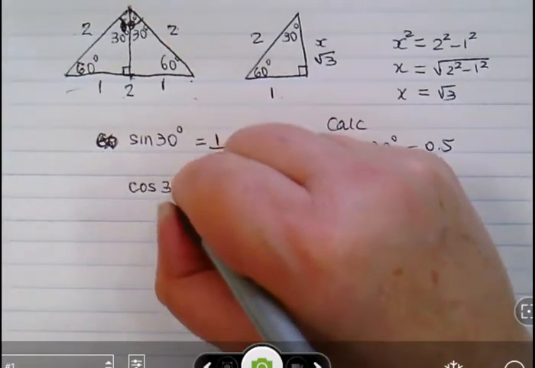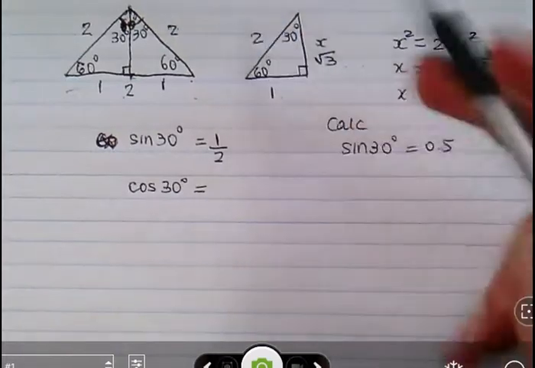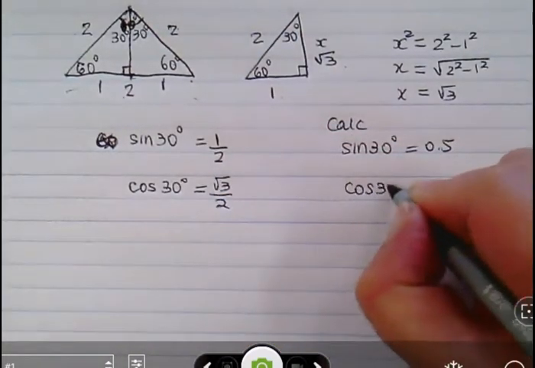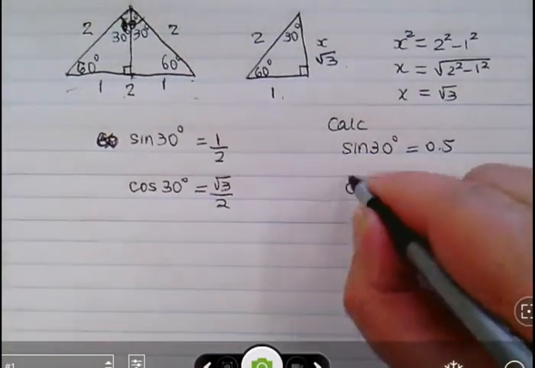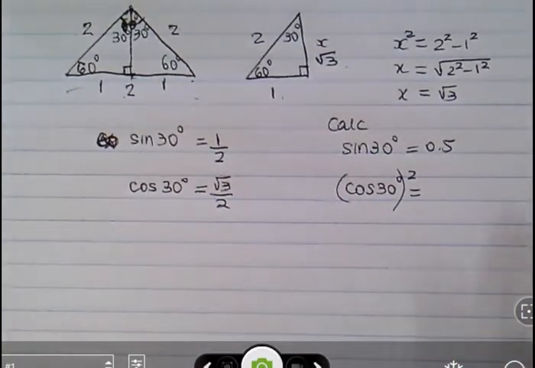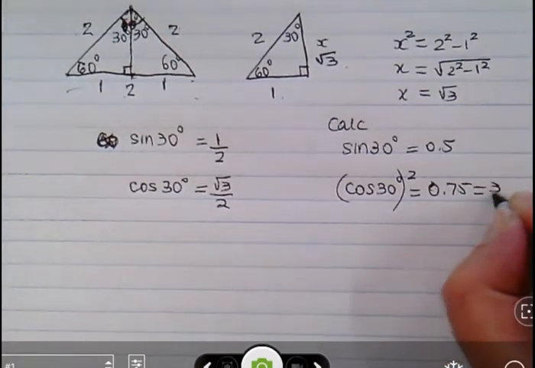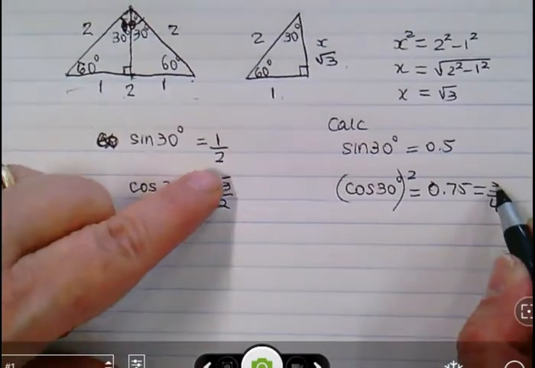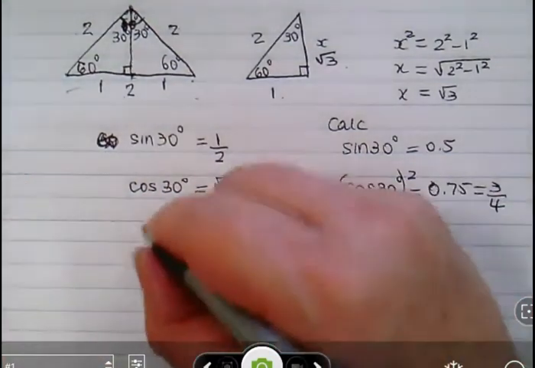Cos of 30 degrees, adjacent over hypotenuse, that's root 3 on 2. Now, if you do cos 30 on your calculator, you don't get a nice answer. You get 0.866 something. So you square it, and you will get 0.75 or 3/4. Square root those, you get square root of 3 over square root of 4, which is square root of 3 over 2.